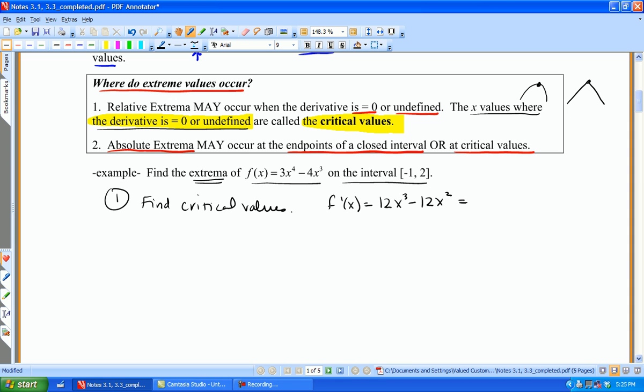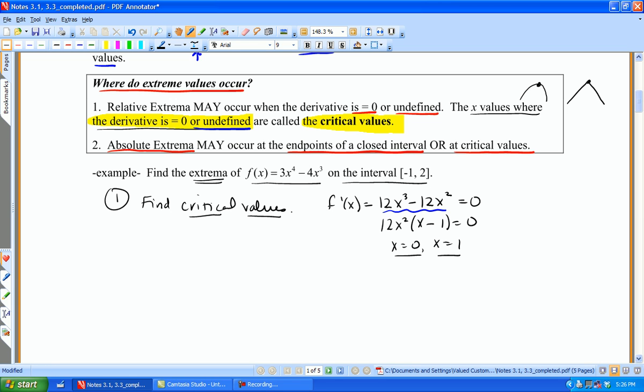I'm going to set that equal to 0 to see where the derivative is equal to 0. If I factor 12x^2 out, then I have (x - 1). So my zeros are at 0 and at 1. So 0 and 1 are considered to be critical values. Now we did also say it could be where the derivative is undefined, but because this derivative is a polynomial, it doesn't have any place where it's undefined. That might occur if I had a rational function.